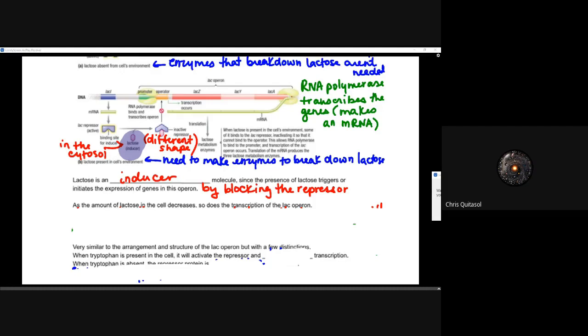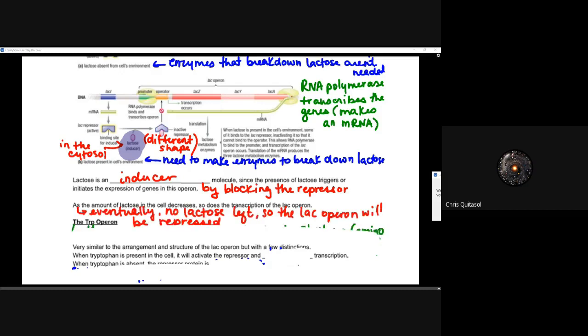So as the amount of lactose in the cell decreases, so does the transcription of the lac operon. And when you think about why that's the case, eventually when there's no lactose left, the lac operon will be repressed. And when we think about that lac operon being repressed, we're thinking about that lac repressor being activated as a result of no lactose being there.